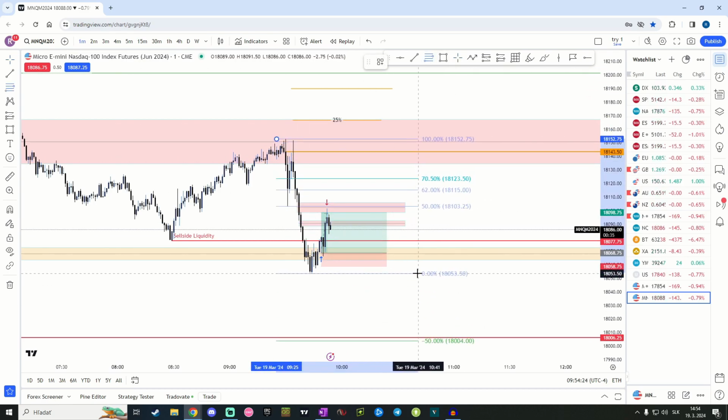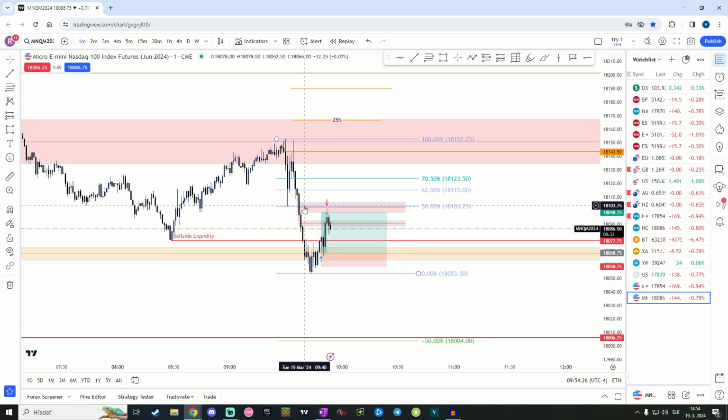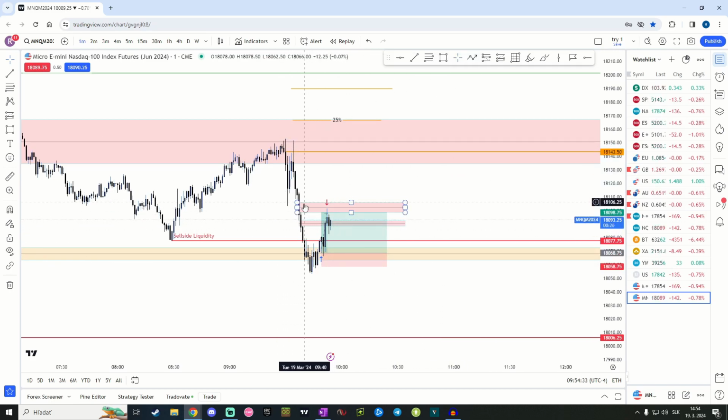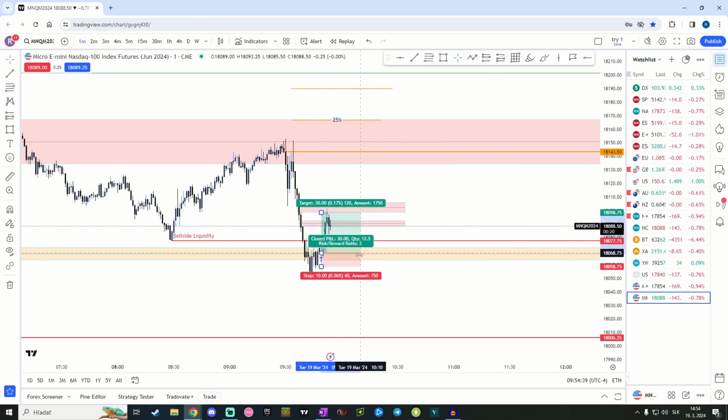Let me also mark. So we almost came back to the 50% of this price leg. So maybe we will see the market going a bit deeper inside this fair value gap, and then it would go down.